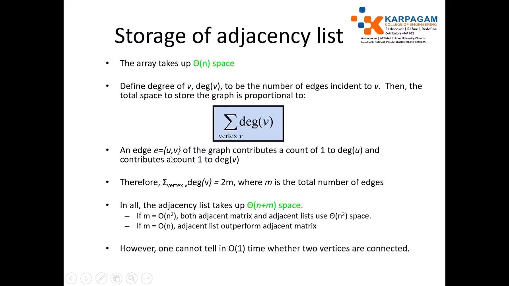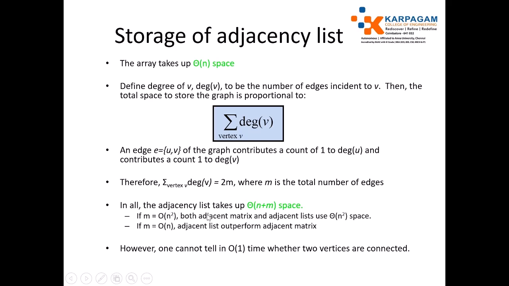An edge (u, v) of the graph contributes a count of 1 to the degree of u and a count of 1 to the degree of v. So the edge (u, v) contributes a degree of 1 to u and 1 to v. Therefore, the summation of the degree of every vertex v is 2m, where m is the total number of edges. If you have m edges, the total degree of all the nodes in a graph is 2m.